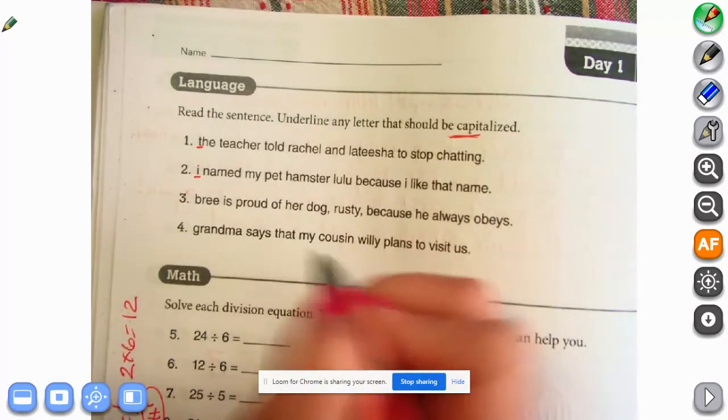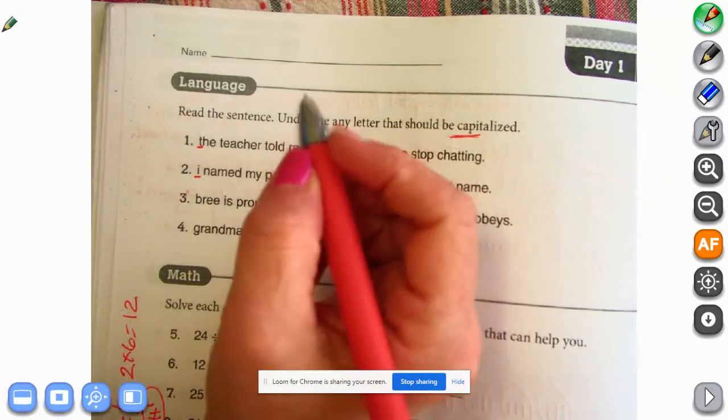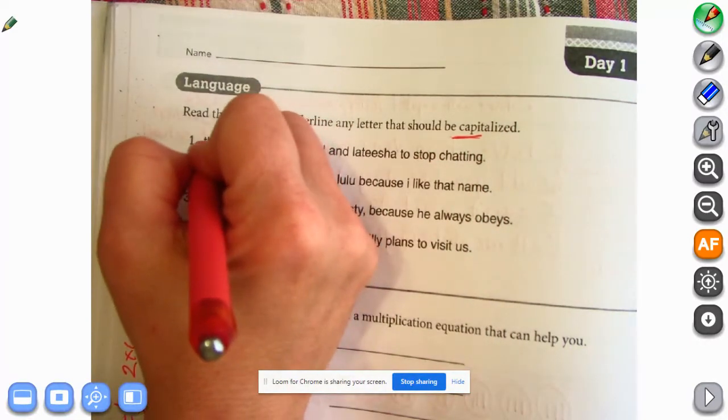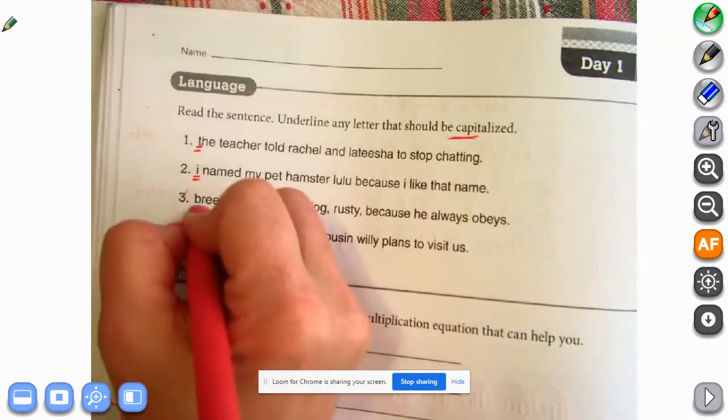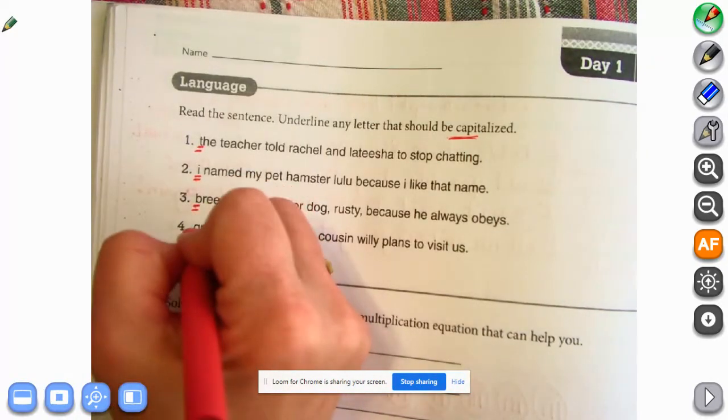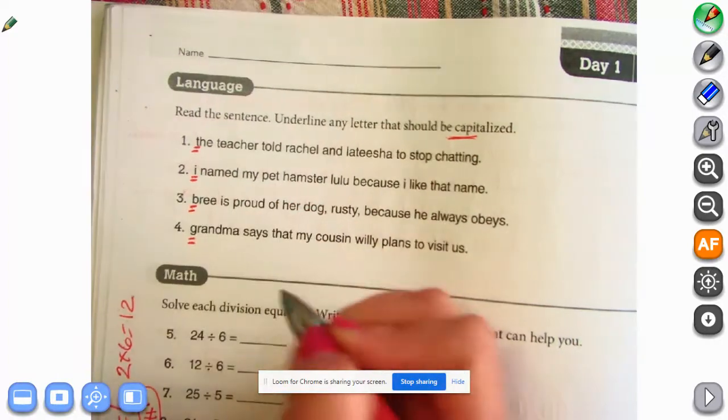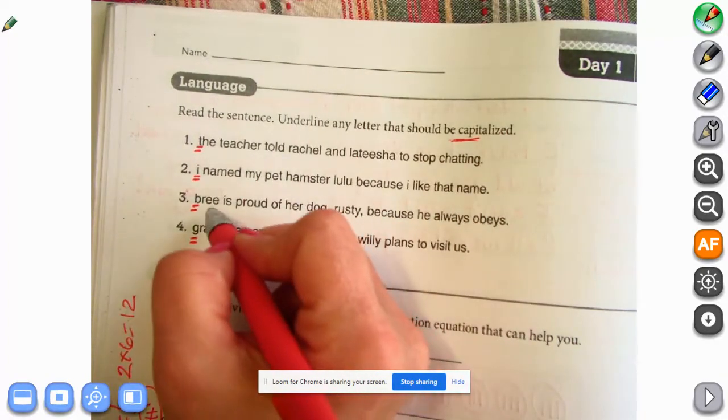And you know what? We're going to underline them twice because in an editing tool, we always underline letters that need to be capitalized. We underline them twice like this. The beginning always has to be capitalized, okay? But also because this is this person's name, Bree.